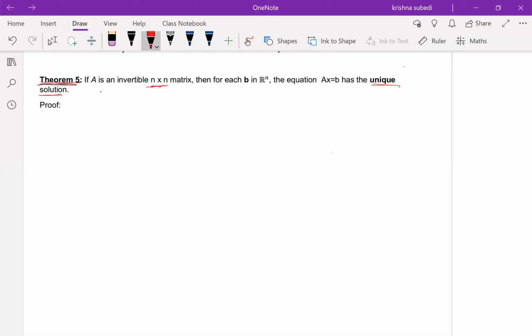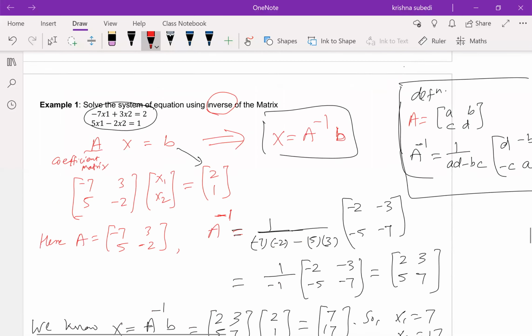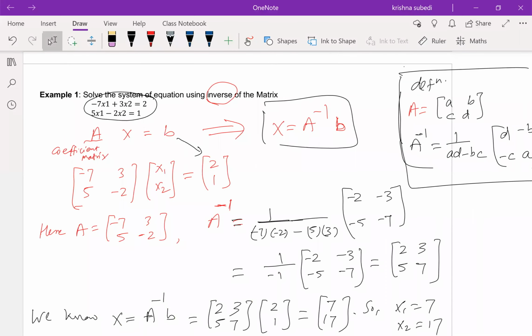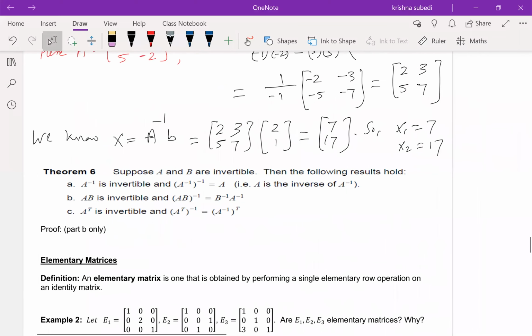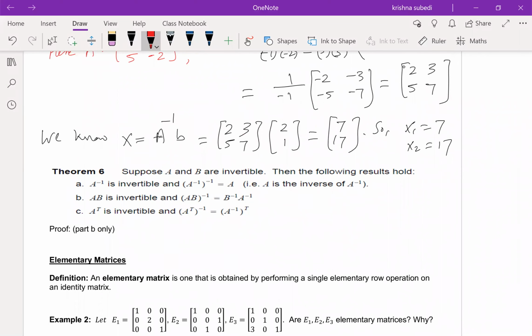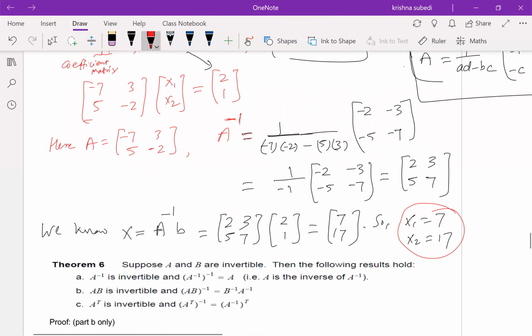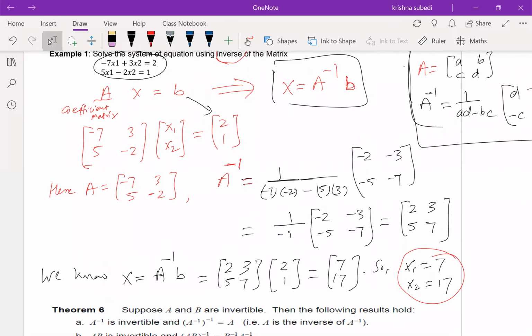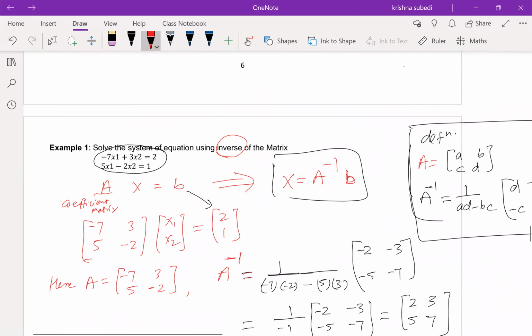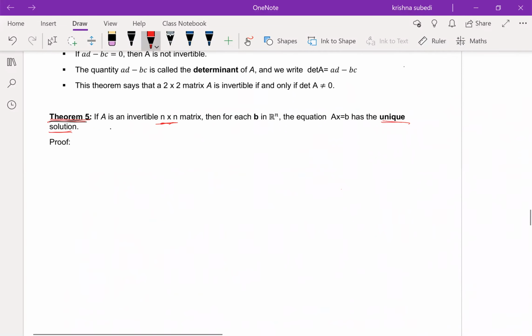What it means is, for example, in our previous case, example 1, the solution that we got, x1 equals 7, x2 equals 17, is the only solution for that system. Okay, and this solution is unique, and we want to prove this theoretically.